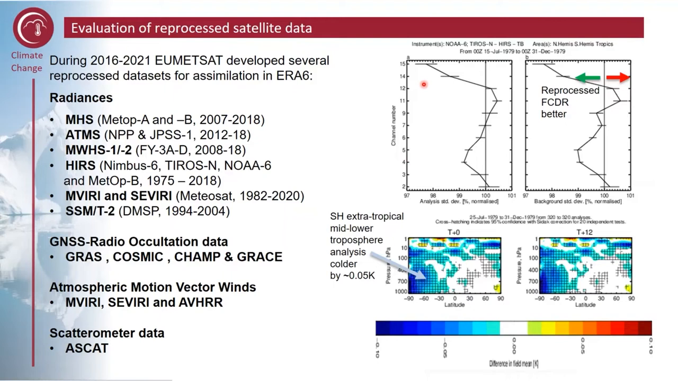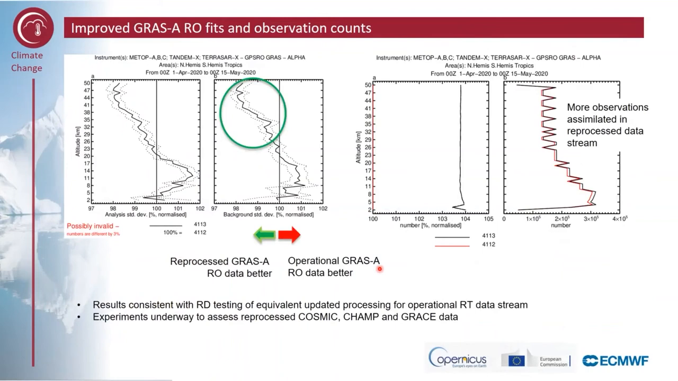So for NOAA 6 and TOVS HIRS in the second half of 1979, when you use the reprocessed data, the background fits improve significantly in those channels. And interestingly, the mean state that you analyse shifts. So in the southern hemisphere, low troposphere extratropics, you've got a shift of about 50 millikelvin, which is considerable for climate trends. 2 minutes. Thanks very much.